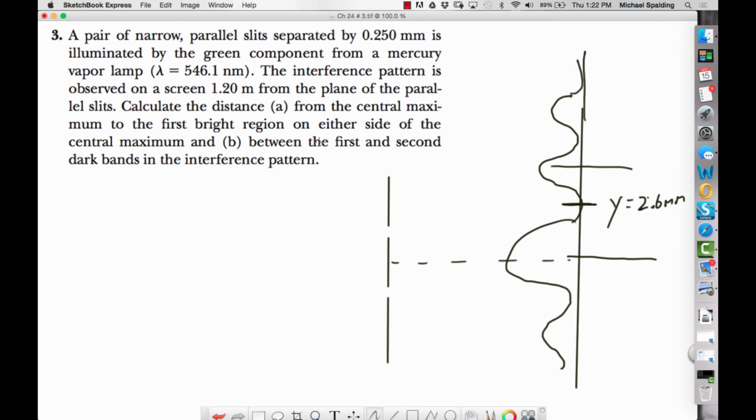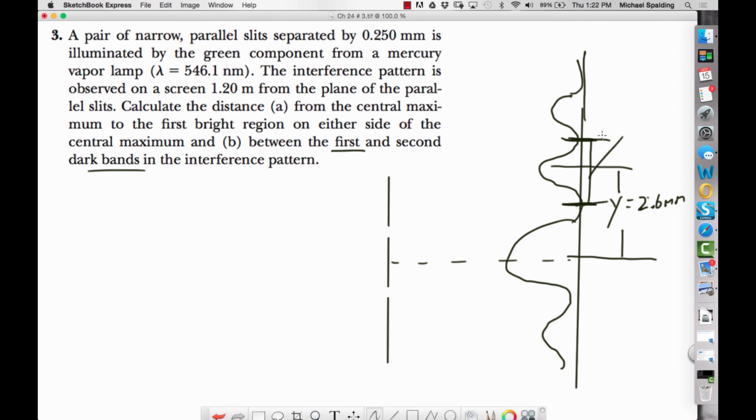Now what they want is the distance from here to where? What did they say? Between the first and the second dark band. So there to there. Is it true that these spacings are all the same? Yeah. So is that going to be the same as that distance there? Yes. So it works out.